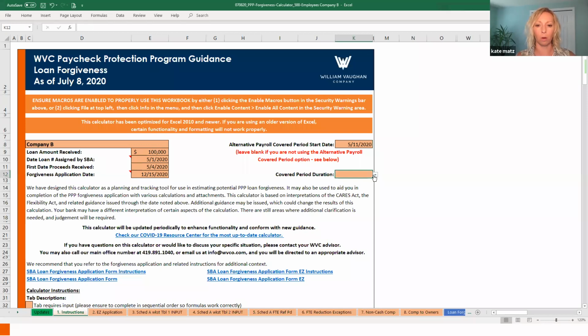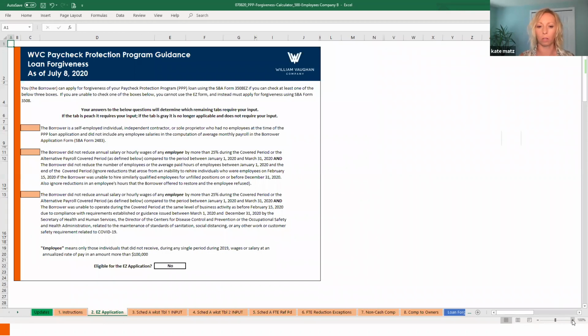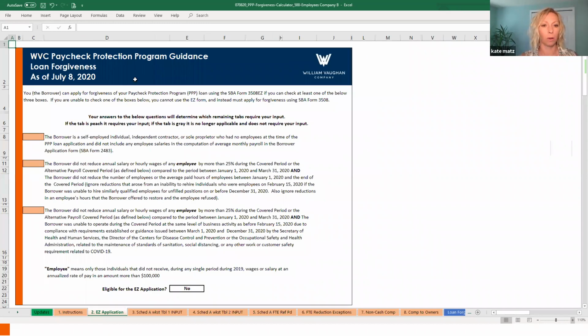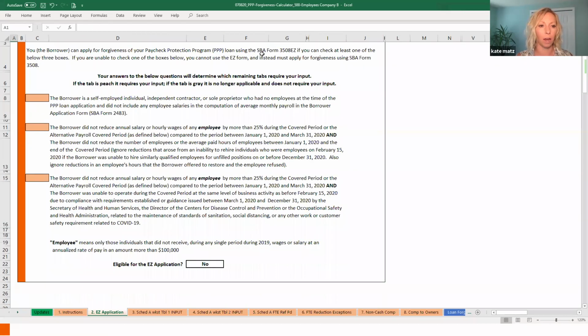And they're wanting to look at 8 weeks. So if they go through the calculation for 8 weeks, are they able to get full forgiveness or not? So let's look at tab 2 here and the criteria for the easy application for company B. So we've seen this before with company A, and company A met this first one, that they were self-employed with no employees. So that does not fit our facts in company B. So we'll put no here.